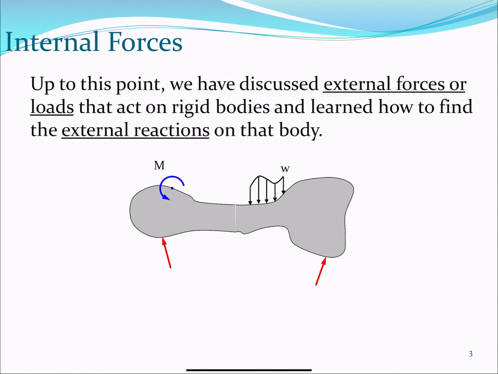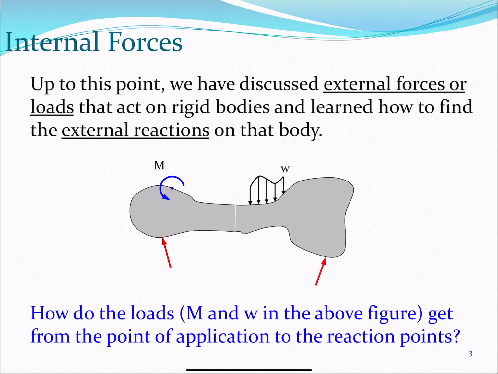Now, up to this point, we have discussed external forces or loads that act on rigid bodies, and we learned how to find the external reactions on that body. And we did that by learning about supports and by applying our equilibrium equations to find the value of the reactions. But there is something going on inside the member before the applied loads can get to the reactions, right?